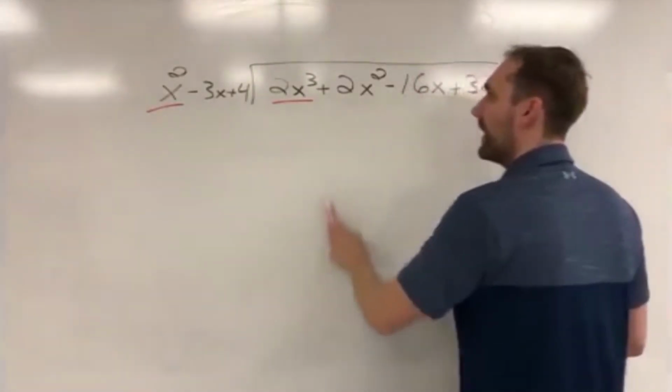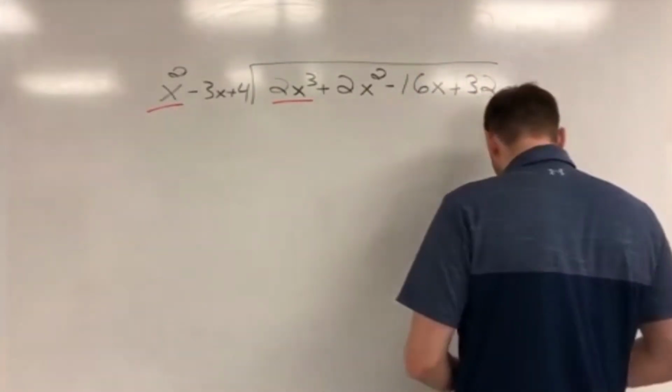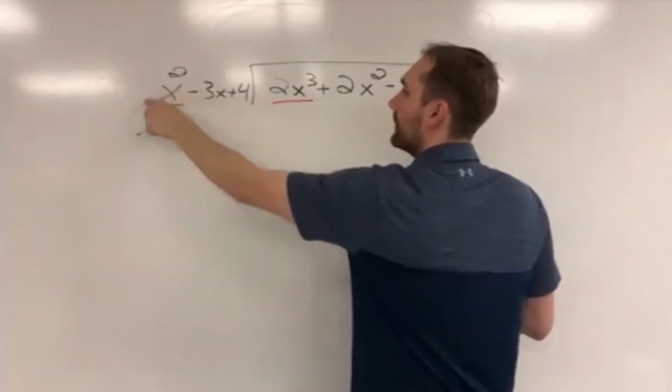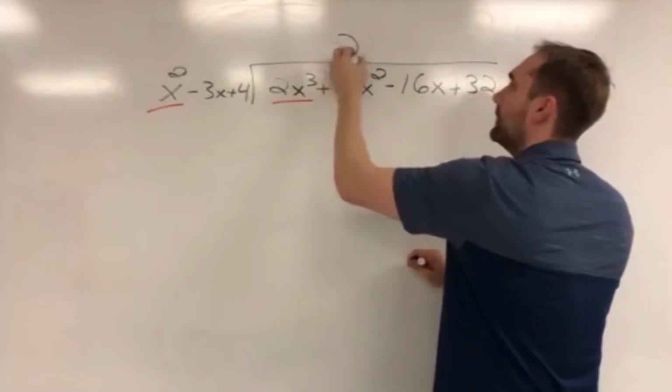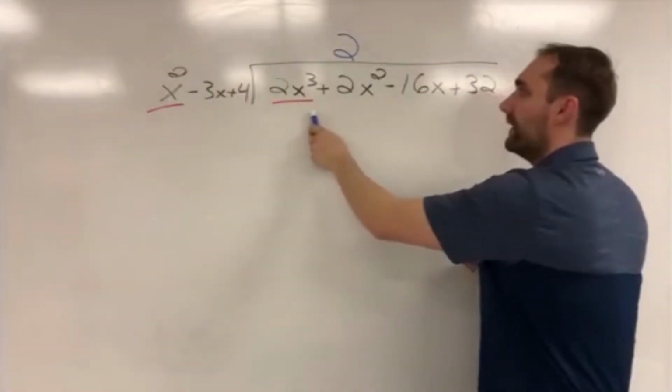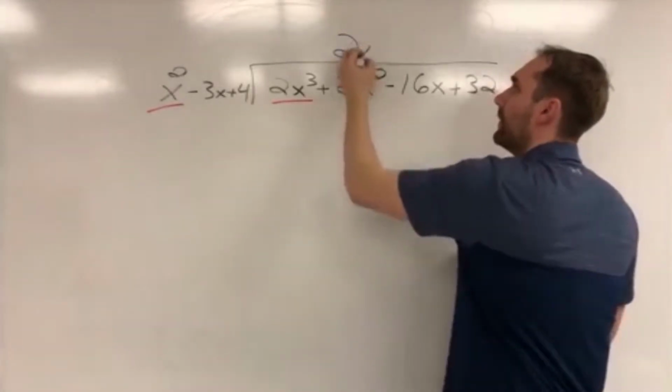x squared times what is 2x cubed? Well, I'm missing my number, 2. So I need to multiply my x squared by 2. And I have an x squared, and I need x cubed. So I'll need one more x.